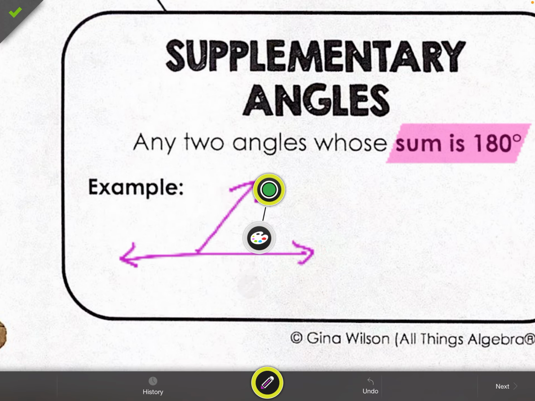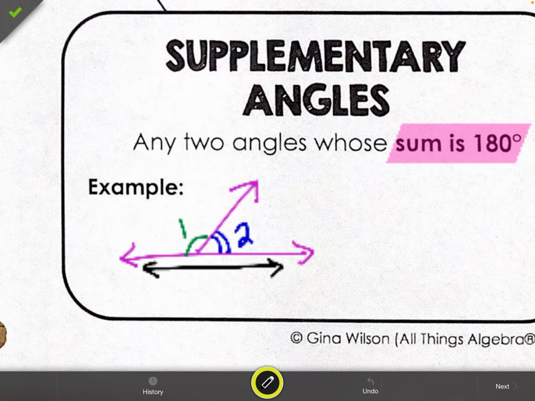So here's angle 1. Here's angle 2. Okay, they're adjacent, they're next to each other, share a side. But what I notice is together they form this straight angle. Okay. And we know that straight angles from last week measure 180 degrees. Okay. And some people like to say they're next to each other and make a straight line. That works too. But together they make that straight line, which is 180. So they would be supplementary. We could say angle 1 is supplementary to angle 2.